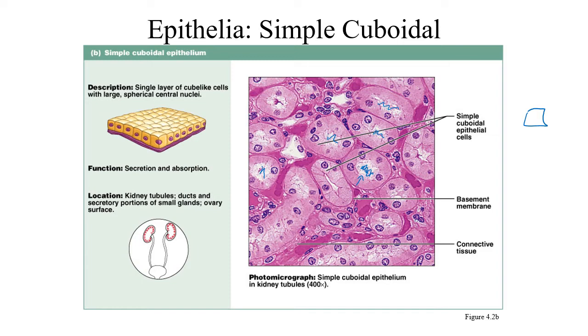For simple cuboidal, we find these in exactly the same places where we see it in the microscope slide there, in places like the kidney tubules. Some of our larger structures within them are going to have all of these tubules running through them within the kidneys. And then we can see them in places like the glands. And so we can see them in glandular tissue, which we'll talk about later on.